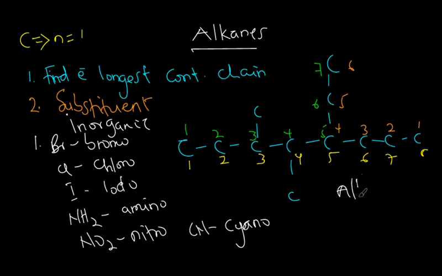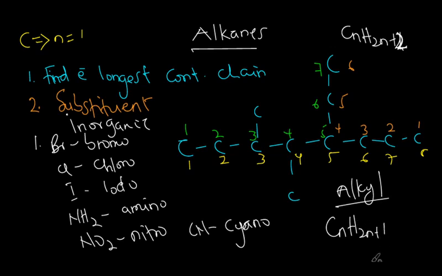Now the organic substituents that we have are the alkyl groups. So what are alkyl groups? Alkyl groups are just alkanes lacking one hydrogen. What do I mean? Remember I said alkanes have the general formula CnH2n+2. The definition of an alkyl group is an alkane with one hydrogen lost. So for the alkyl group, the general formula is CnH2n+1.